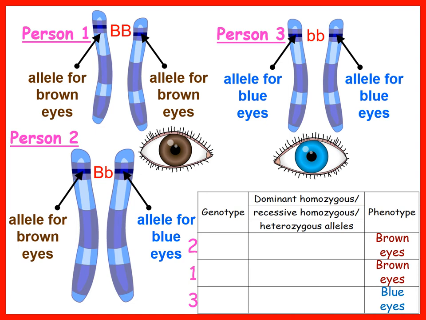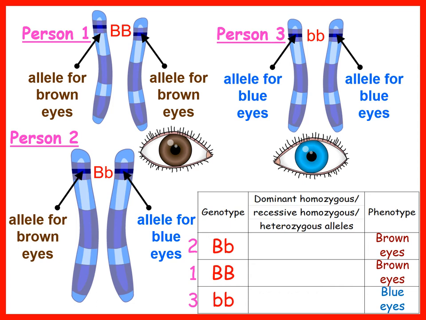If we then look at their genotype, for person two, they have got one brown eye allele and one blue eye allele. So their genotype is capital B, lowercase b. In person one, they've got two brown eye alleles, so it's capital B, capital B. And person three has got two blue eye alleles, so lowercase b, lowercase b, since they're recessive.